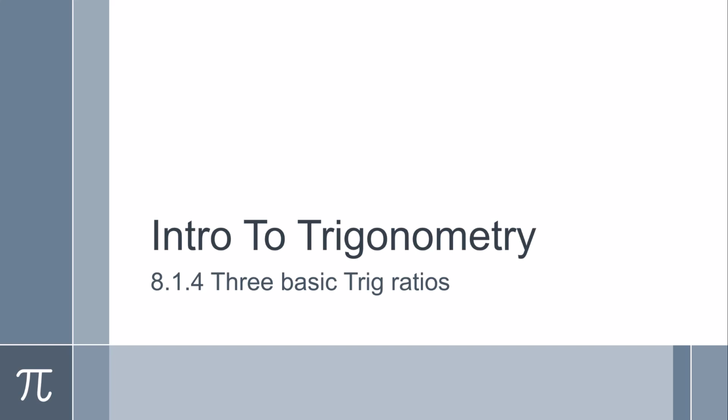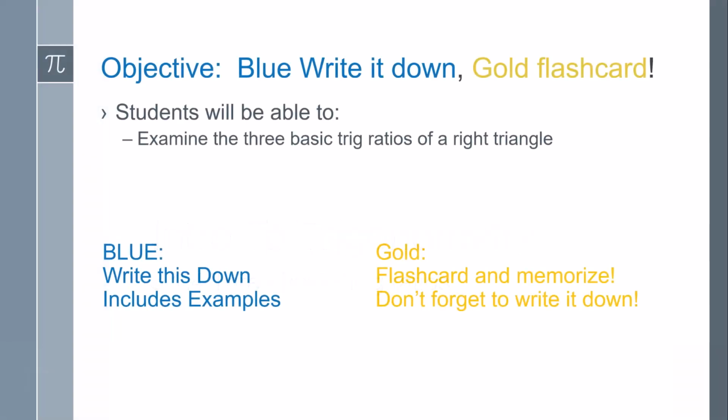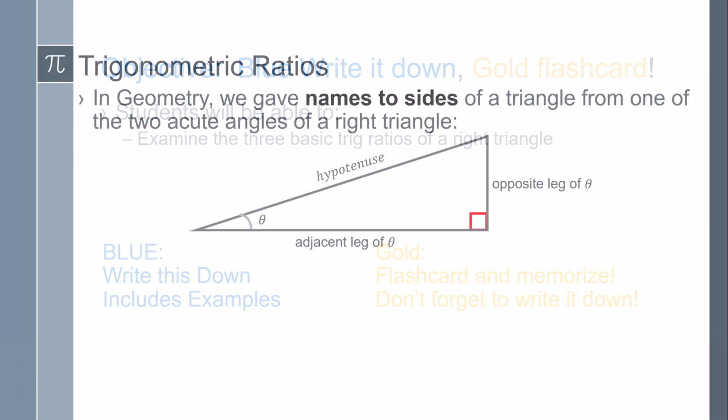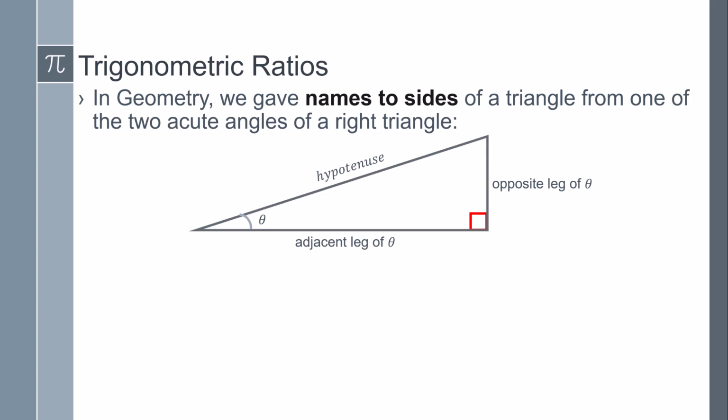This is section 8.1.4. We're going to take a look at the three basic trig ratios. So we're going to examine the three basic trig ratios of a right triangle. Now here's just an example of a right triangle, and just to remember, it has 90 degrees.